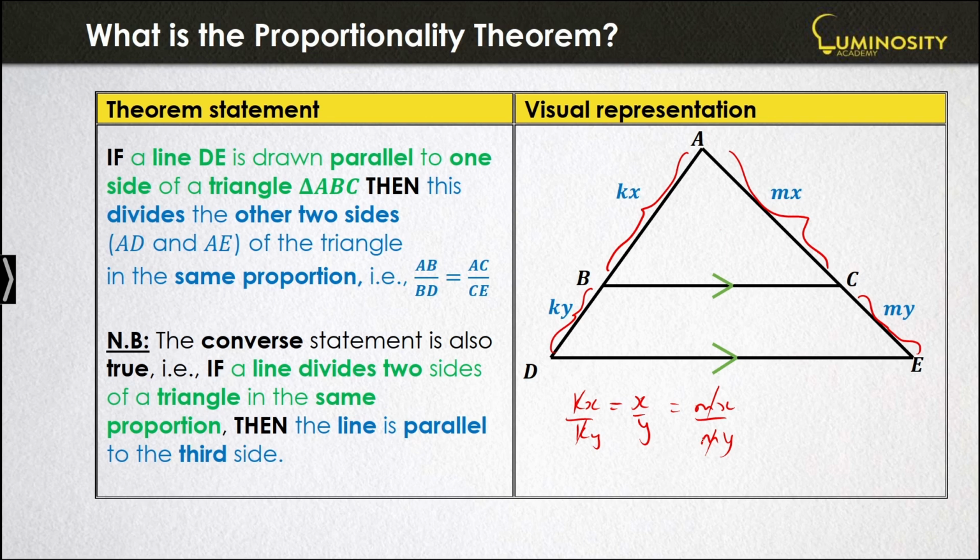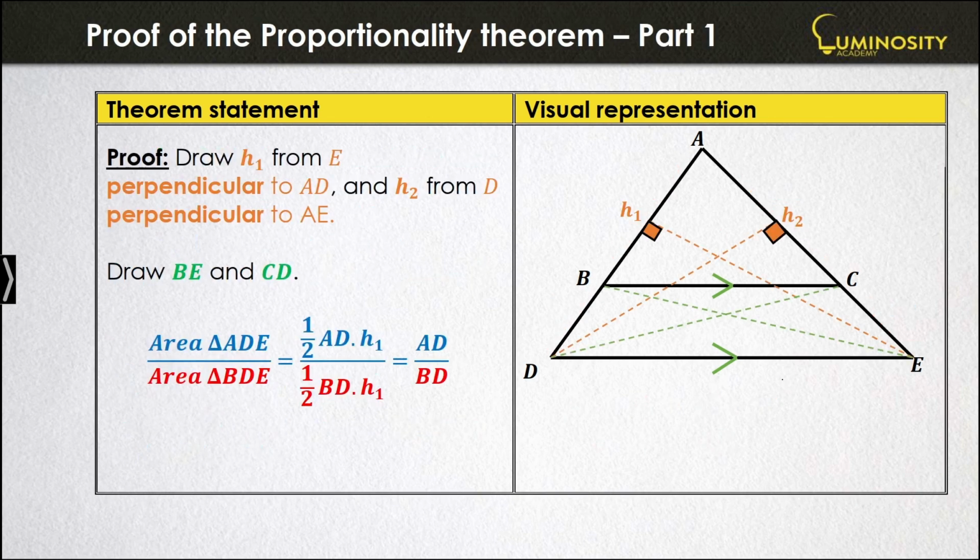And then the converse statement is also true, so that if you have a line that divides two sides of a triangle in the same proportion. So if we know the line DE, we've just constructed it and we've got this proportion happening. This proportion is true. Then we can conclude that the line that we drew there is parallel to the third remaining side. So it's an if and only if statement.